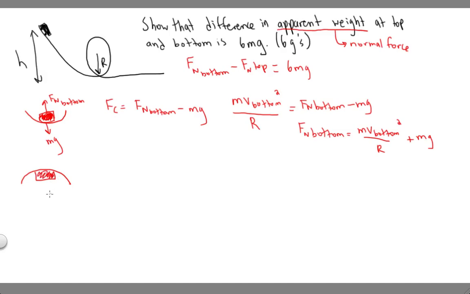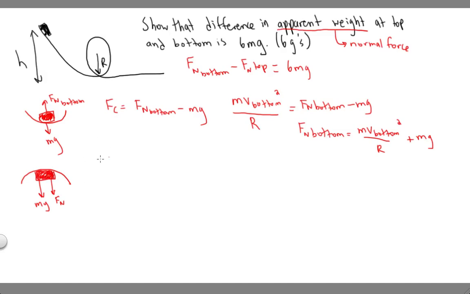Here's our car again. So at the top we have gravity always pointing downwards. We also have our normal force. Now if there's a normal force, it means that the speed of the car is great enough to stay on the track. If that normal force becomes 0, that means that it actually won't complete the loop and it'll just fall off the track.